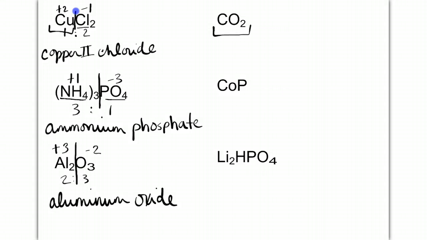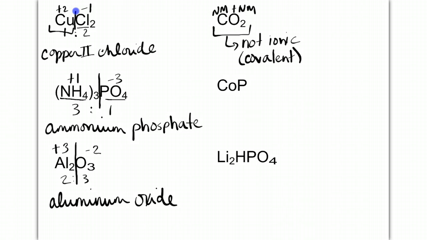CO2 is very tricky. There is no dividing line here. This compound is not ionic, and I know that because it's a nonmetal plus another nonmetal. Remember, you can only do these rules if it's an ionic compound. So if it's not ionic, it's going to have different naming rules. This one is covalent, and we will learn the naming rules for a covalent compound in section 7.2.